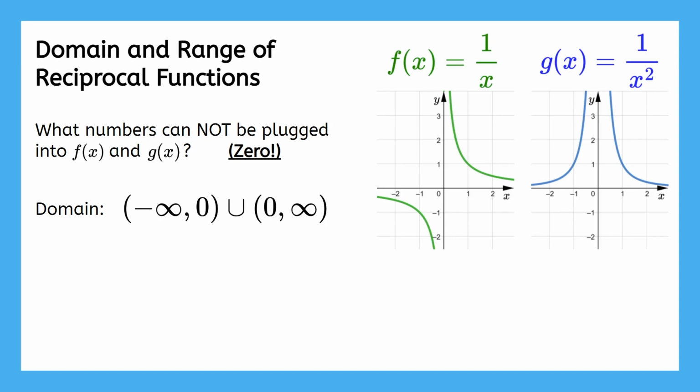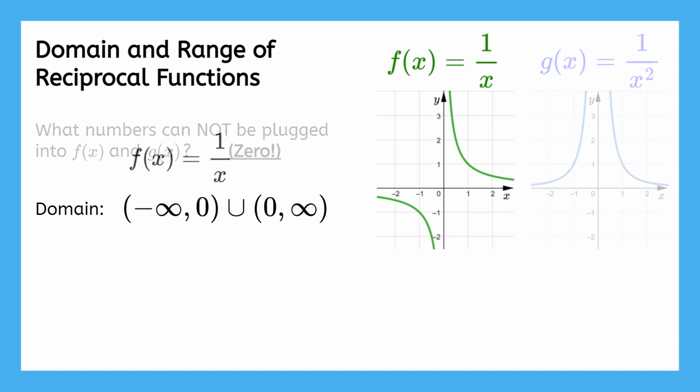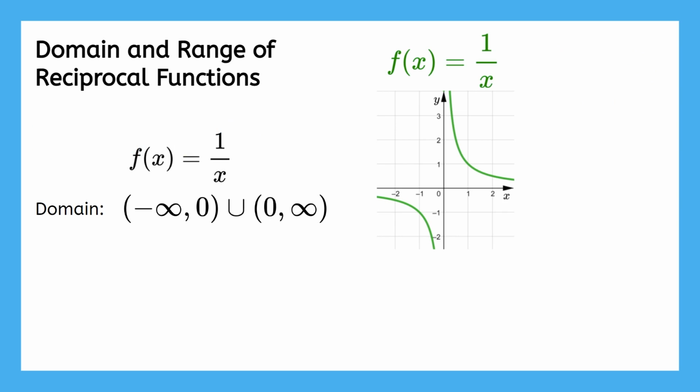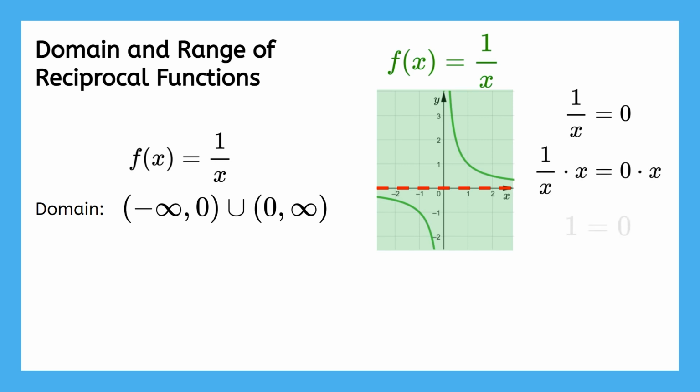So let's look at 1 over x first. The function stretches both infinitely high and infinitely low. But there is that horizontal asymptote. The function can never be 0 exactly. That's because the equation 1 over x equals 0 has no solutions. Try multiplying both sides by the denominator of x. There is no value of x that can make 1 equal 0. So there's no value of x that can make 1 over x equal 0.